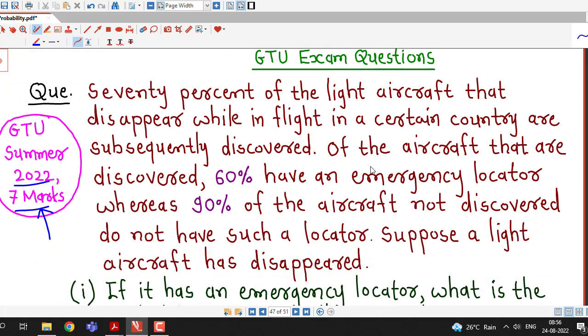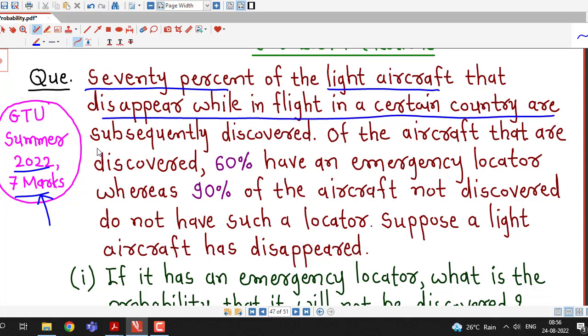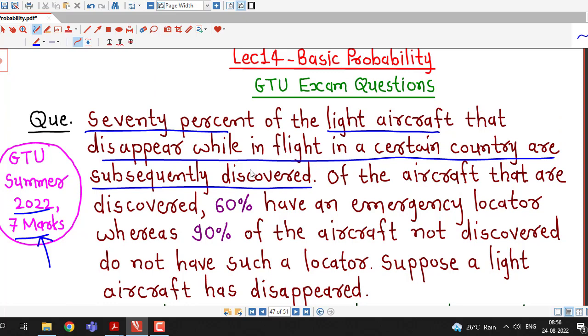So first we read this question, we write down whatever is given, and we understand what we are asked to find out. It is given that 70% of the light aircraft that disappear while in flight in a certain country are subsequently discovered. So here the question is related to the aircraft while they are in flight, and they are interested in the aircraft that are discovered. So out of the total number of aircraft, it is given that 70% of the light aircraft are subsequently discovered.